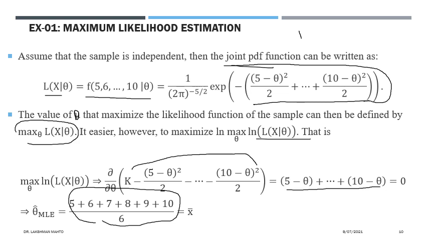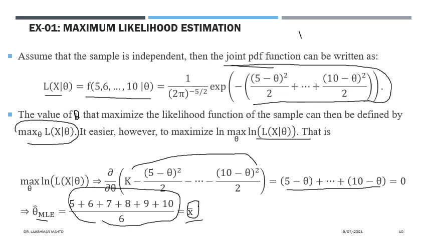So from this likelihood function we are getting an estimator of the mean, and if you visualize it, it is the average. That means it is computed with respect to the sample, so we call this average the sample mean. If your data is coming from a normal distribution, then the maximum likelihood estimator of the mean would be just the sample mean.